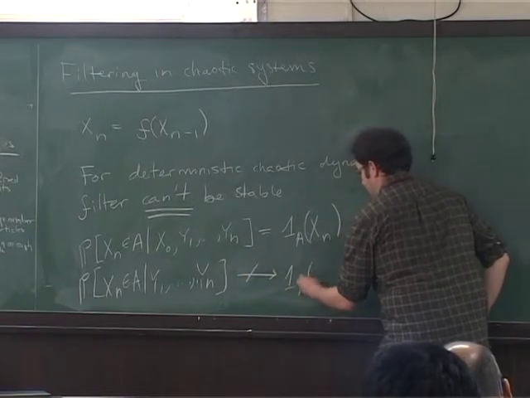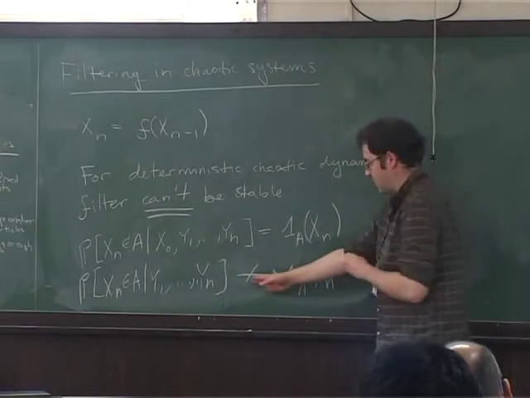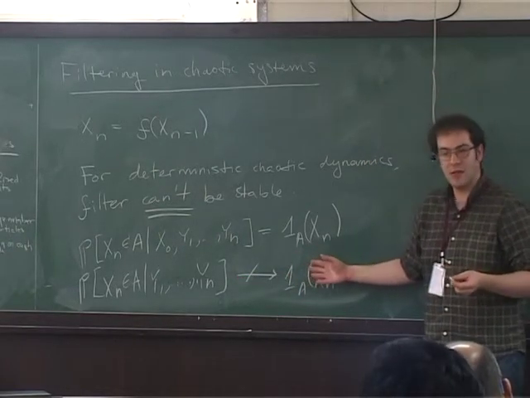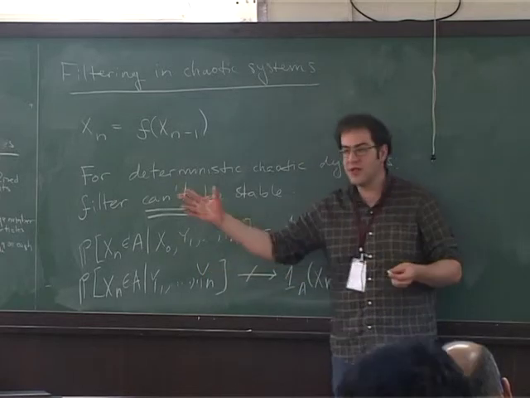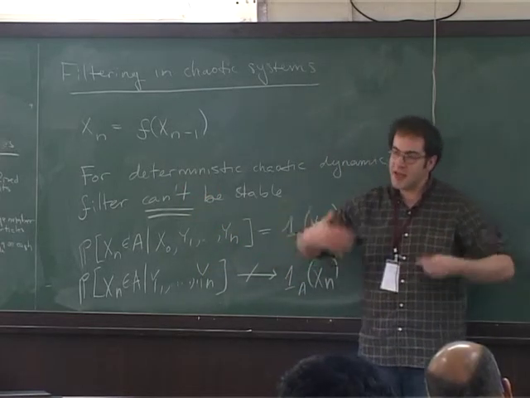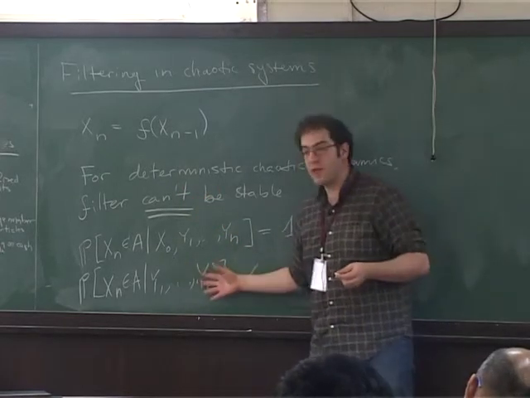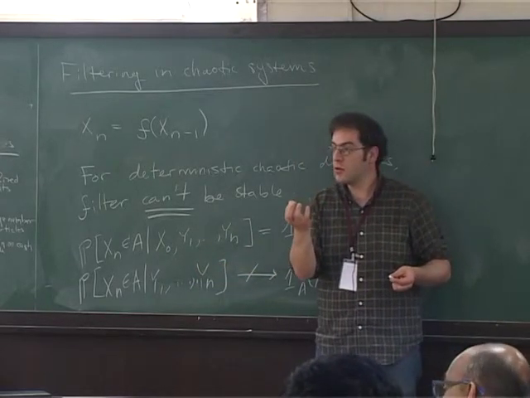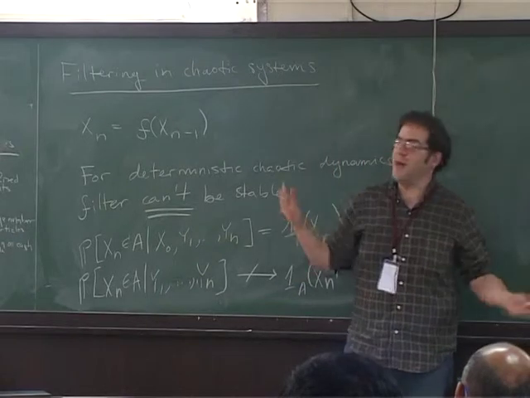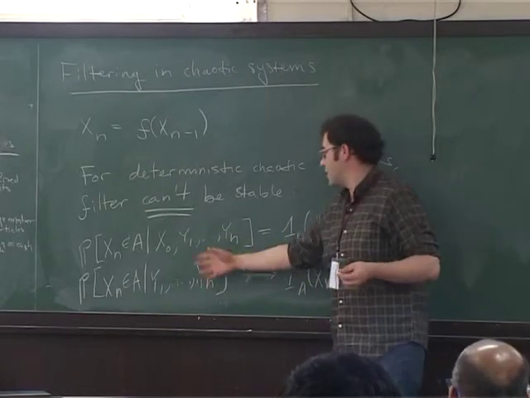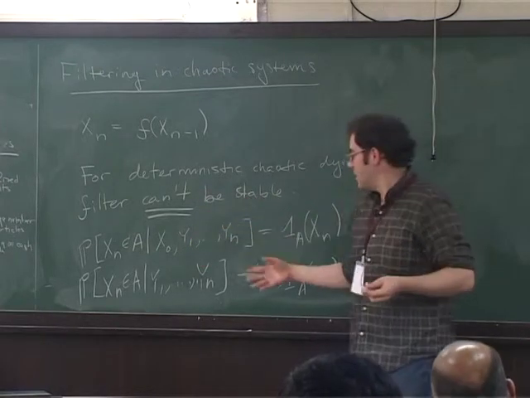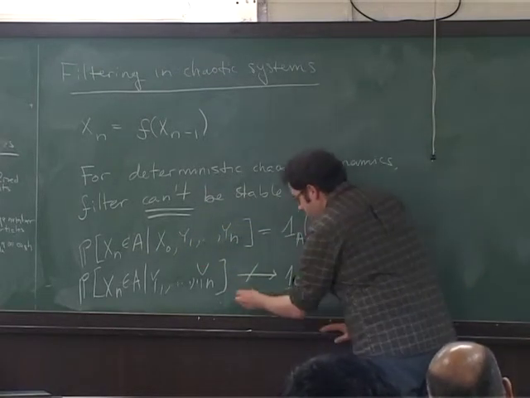Well, okay, this notation is a little bit silly, but you understand what I mean, right? Even if I let time go to infinity, because the system is chaotic, I will never gain so much information that I can pinpoint precisely where the system is. Unless the observations are perfect. But if my observations are perfect, I don't need to filter.